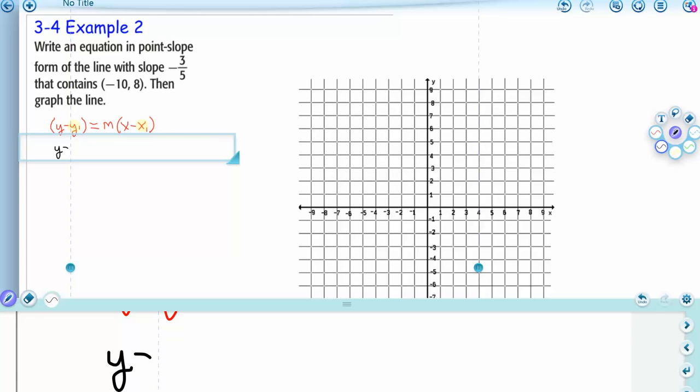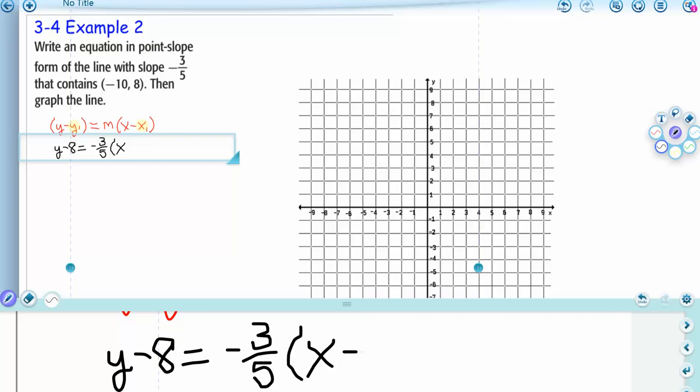So my equation in point slope form is y minus 8 equals the slope, which is -3/5, and in parentheses x minus x sub 1. Now I put an extra set of parentheses here because my x coordinate is negative. So I have minus a -10.